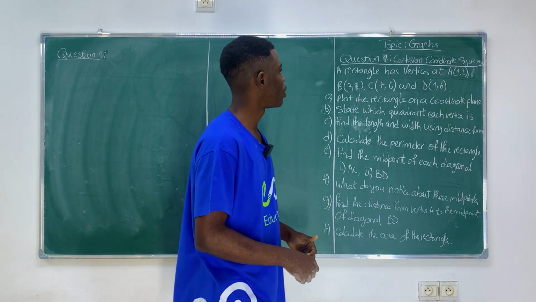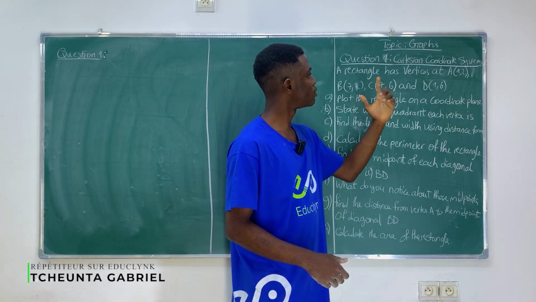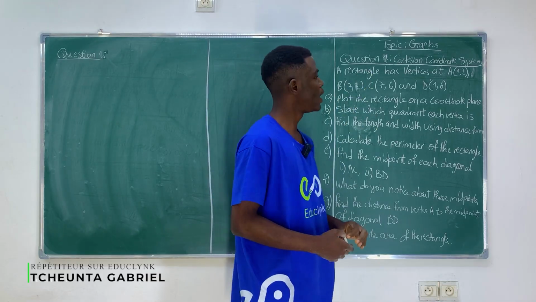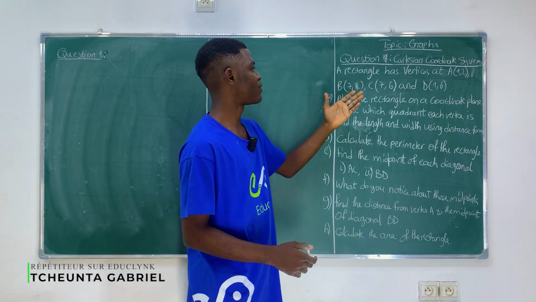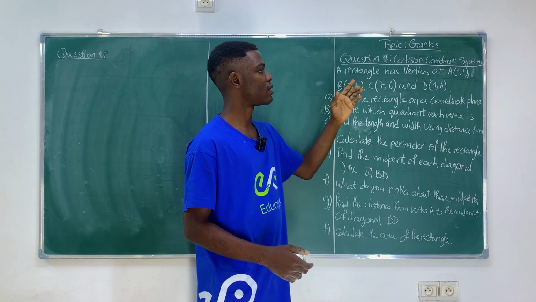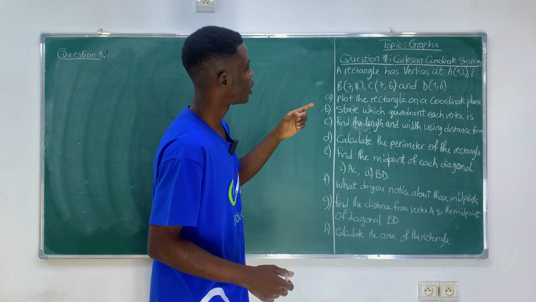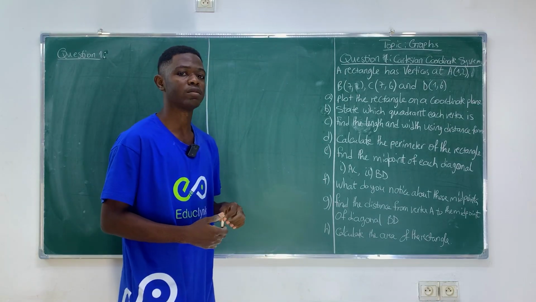So today we are going to solve the questions under graphs, especially question 1 that we are going to solve right now. The question goes: a rectangle has vertices at A (1, 2), B (7, 2), C (7, 6), D (1, 6). A, plot the rectangle on a coordinate plane.